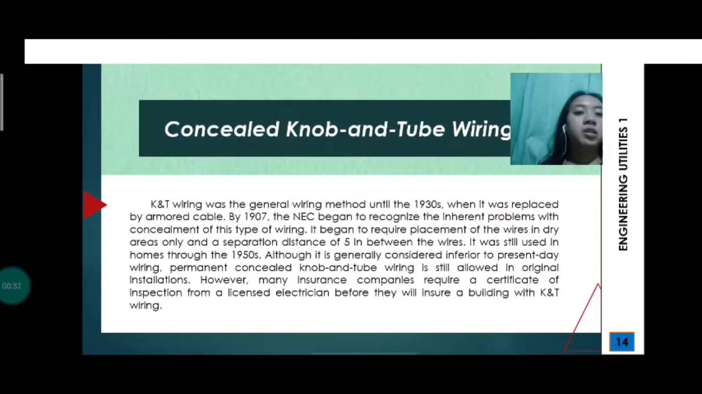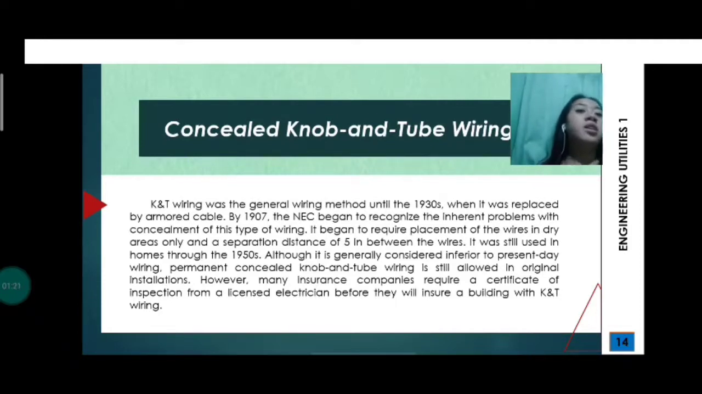Although it is generally considered inferior to present days wiring, permanent concealed knob and tube wiring is still allowed in original installation. However, many insurance companies required a certificate of inspection from a licensed electrical before they will insure a building with KT wiring.